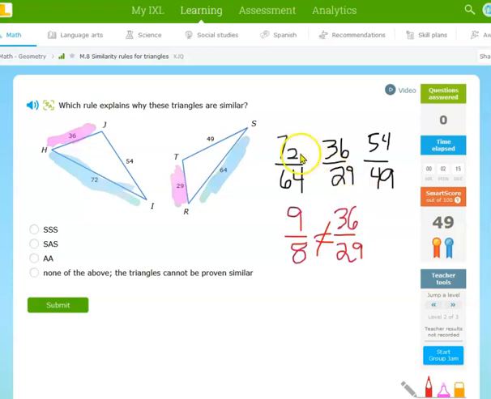Now, the original sides don't have to be the same, but their simplified fractions need to be the same. So this could have been side, side, side, but they're not similar, so we're going to say none.